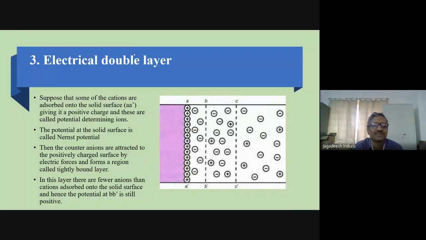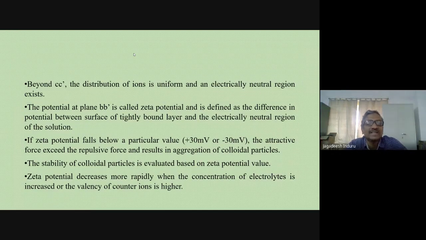In this layer, more anions than cations are attracted onto the surface, and hence BB is still positive. Most of the time BB is still positive because it attracts more anions, and some cations will be present, but it is still positive. Beyond CC, the distribution of ions is uniform and an electro-neutral region exists. The potential at BB is called the zeta potential. It is defined as the difference between the surface of the tightly bound layer and the electro-neutral region. That is actually important to us.